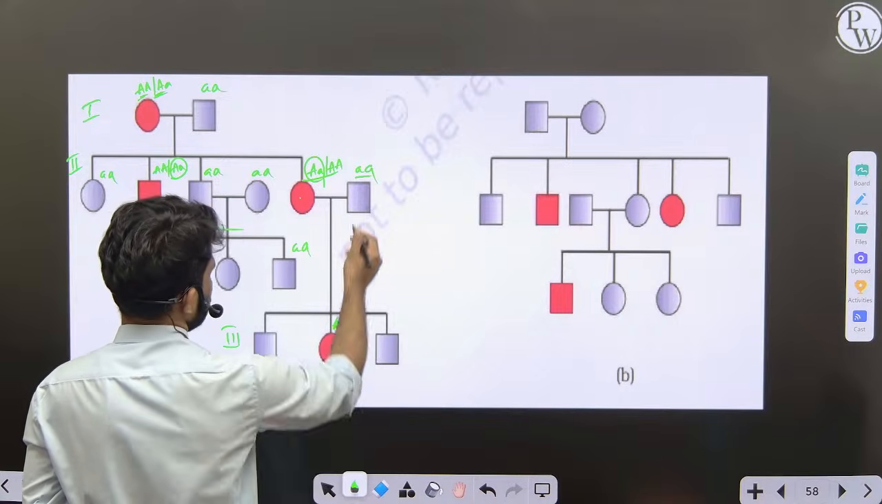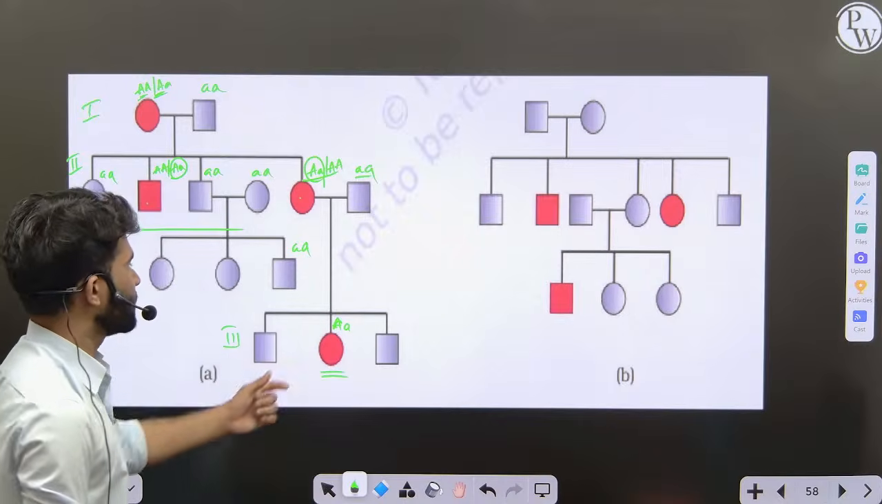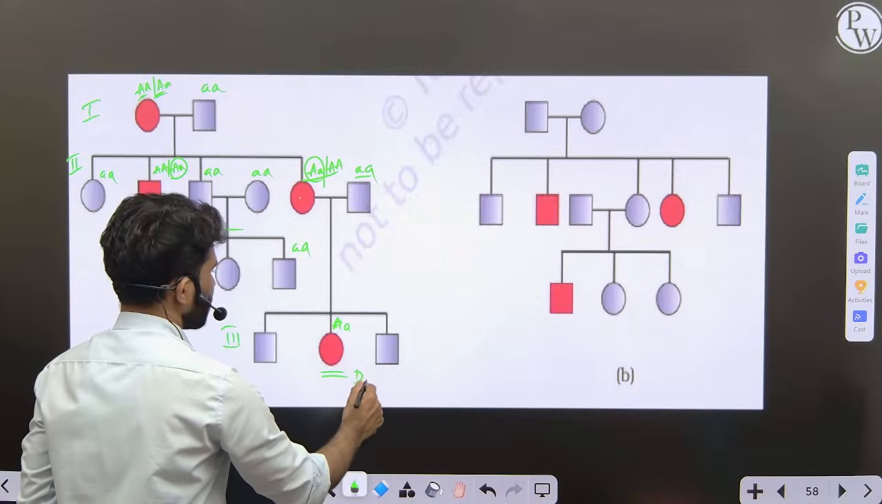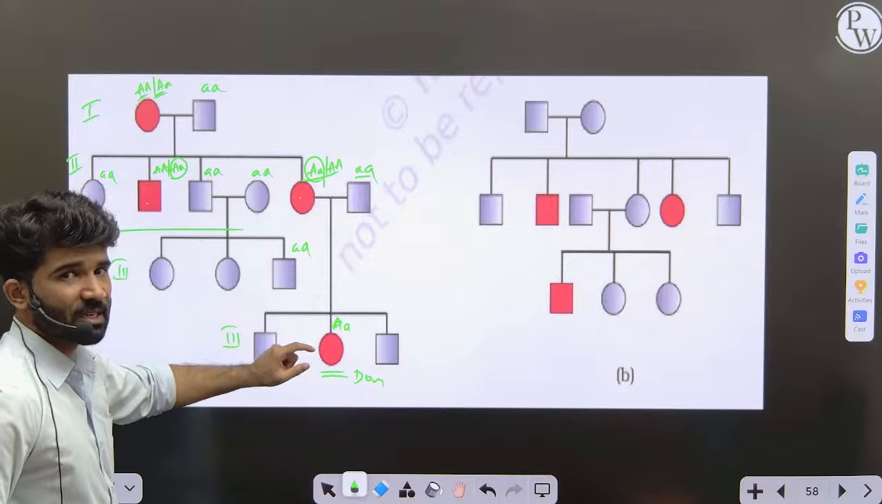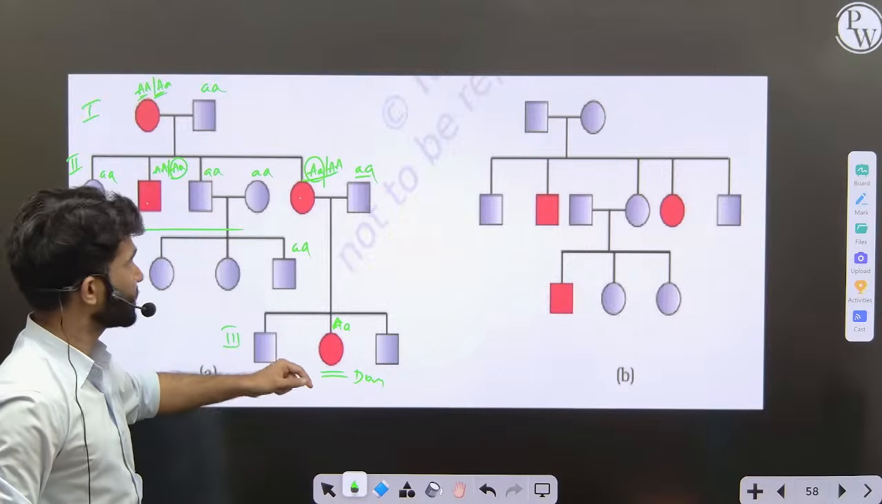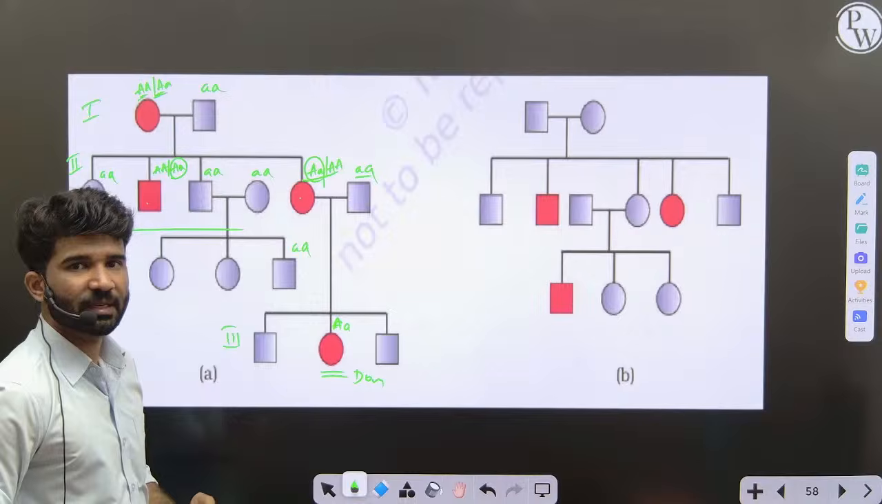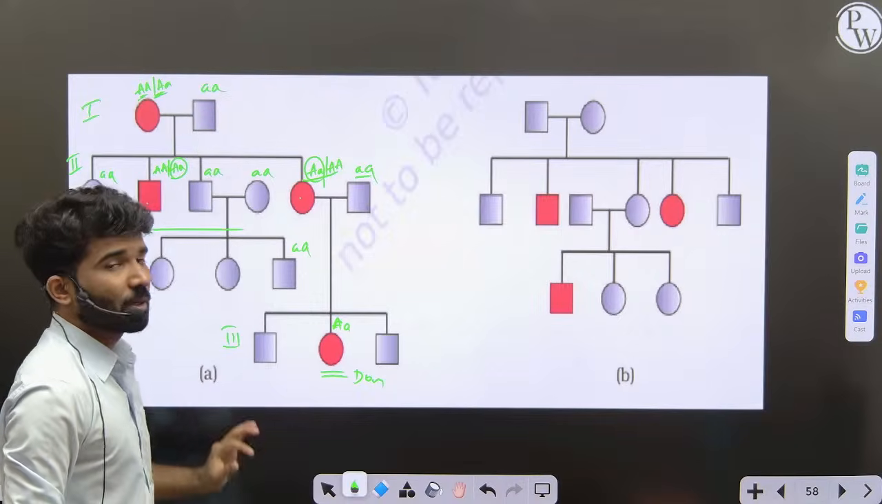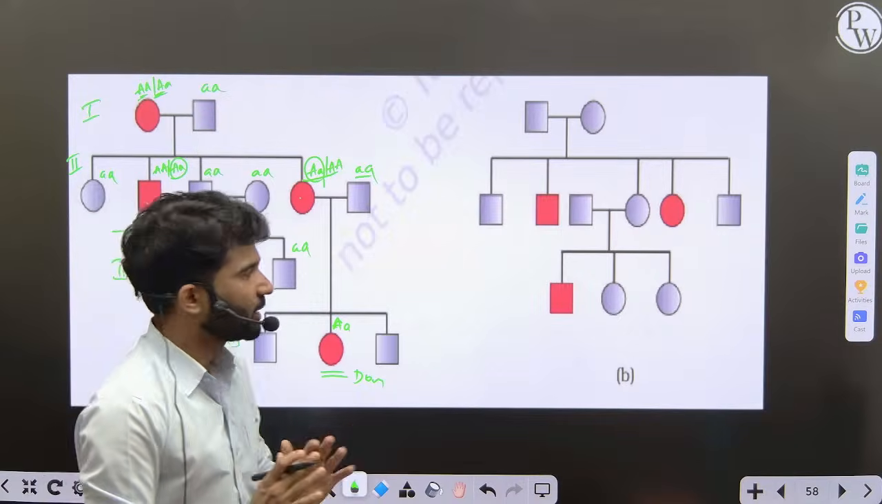So that is dominant. Again, there is no skip of generation. The disease appears in every generation. Males and females are equally affected here. So it is also an autosomal dominant disorder.